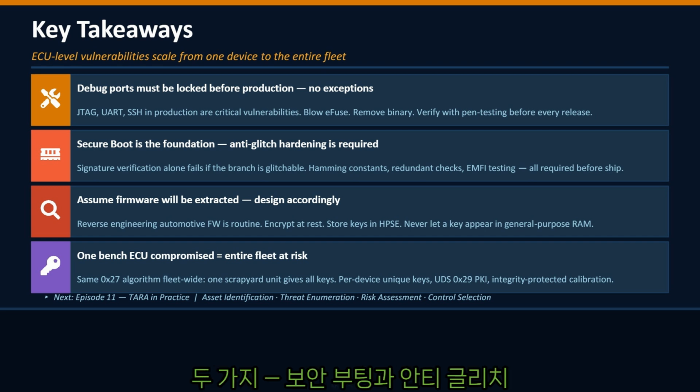2, secure boot plus anti-glitch hardening, both required. Verifying the signature is not enough if the branch is glitchable. Hamming constants, redundant checks, EMFI testing.